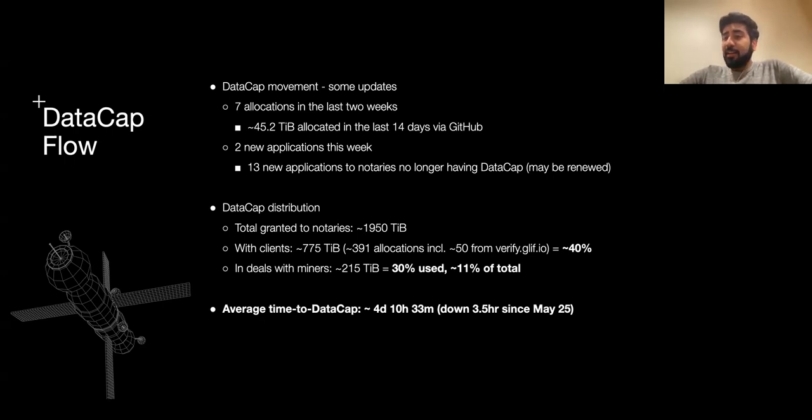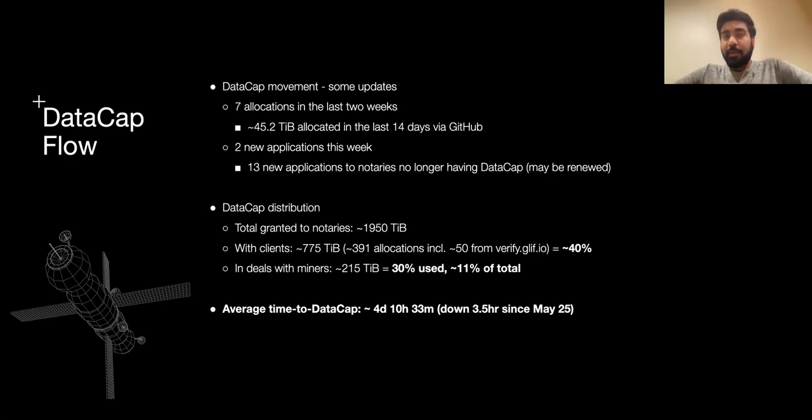There's a net of 2 new applications. So there's 15 if you look in the repo, of which 13 are actually notaries that don't have DataCap because they've run out of it from the previous election. Of course, some of these notaries are also reapplying for DataCap in this round of elections, so that might fix the problem. But it does point to us needing to figure out a flow where, once a notary runs out of DataCap, what happens to the people that wanted to apply to that notary?